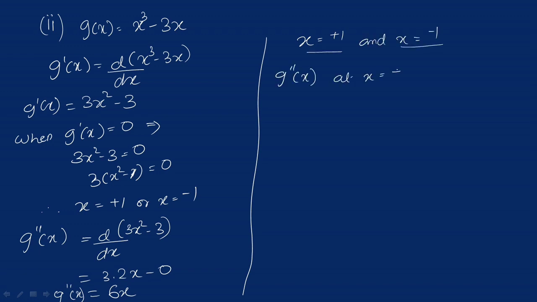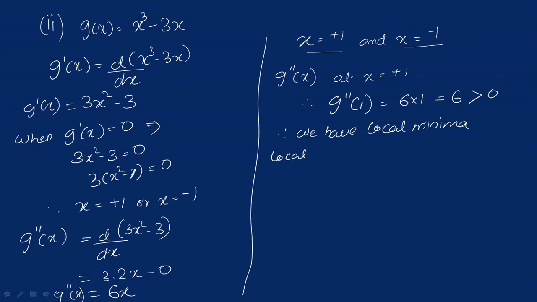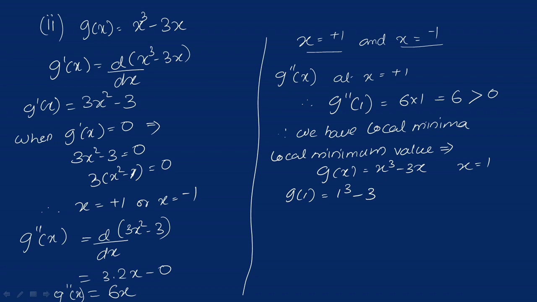At x equal to plus 1, g double dash of 1 is 6 into 1, that is 6, which is greater than 0. That means we have a local minima here. So what is the local minimum value? We apply g of 1, that is 1 cube minus 3, that is minus 2. So the local minimum value is minus 2.